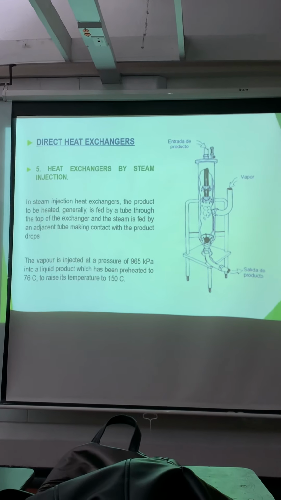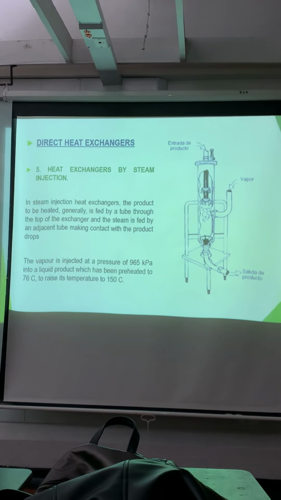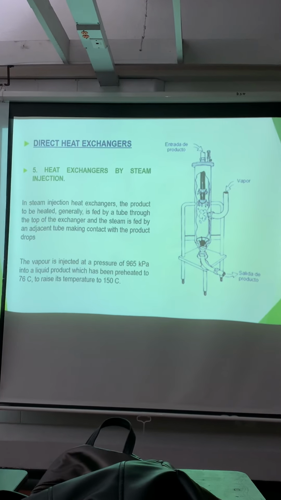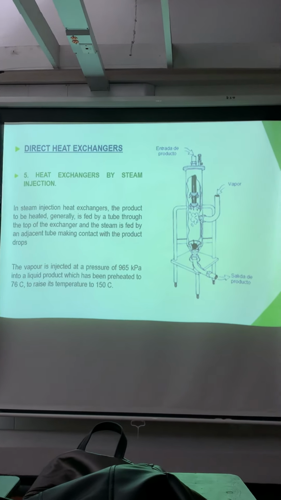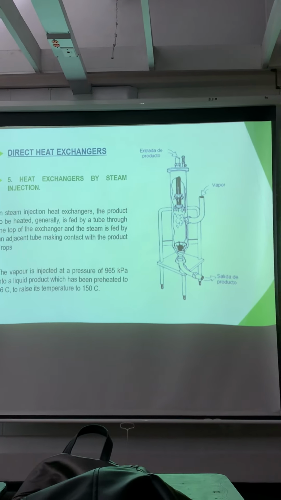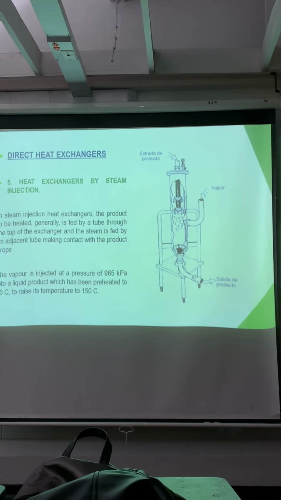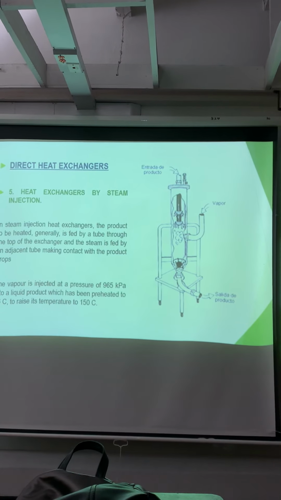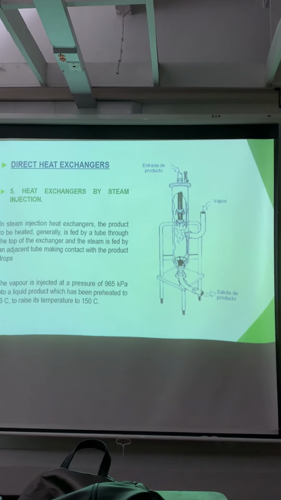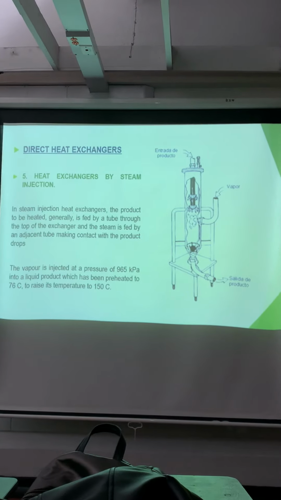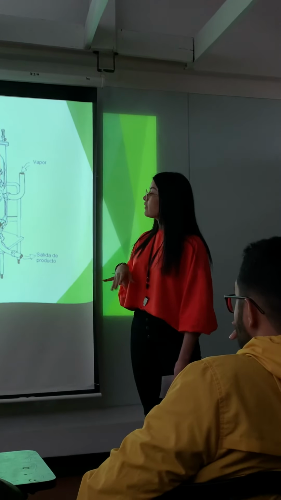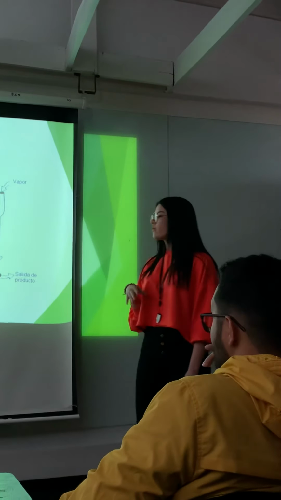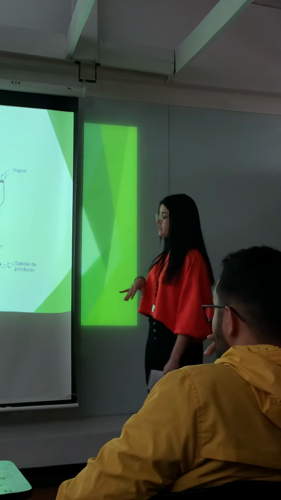At the output of the exchanger, the steam is fed by an unsealed tube, making contact with the product drops. The vapor is injected at a pressure of 965 kilopascals into a liquid product which has been preheated to 76 Celsius to raise its temperature to 105 Celsius.